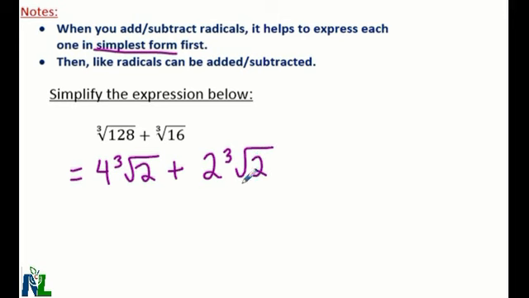As you notice, we now have like radicals. Their radicands are the same. Their index is both 3. So these are considered like radicals, and now they can be added. So 4 plus 2 is 6, and I would keep my index of 3 and my radicand of 2 the same.